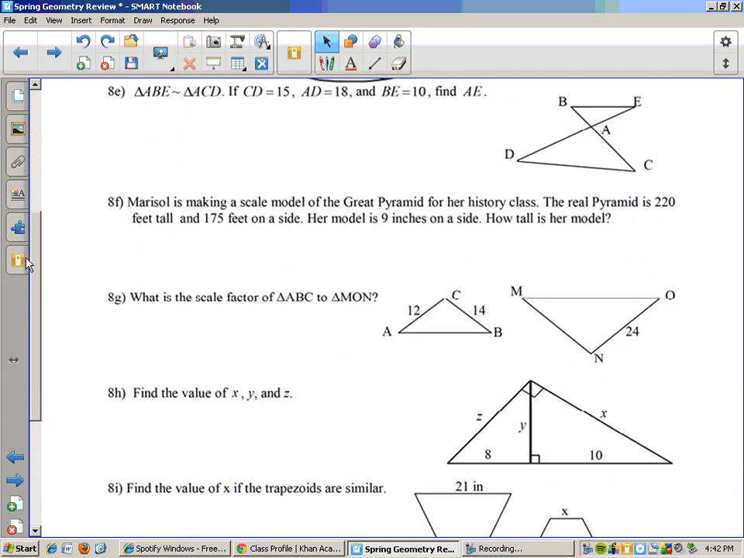Okay, number 8E. So I'm just going to look at this thing real quick before I even talk about anything else, and I'm going to say, gosh, that's vertical angles. I got to have that marked in there. First thing I see, I love it.